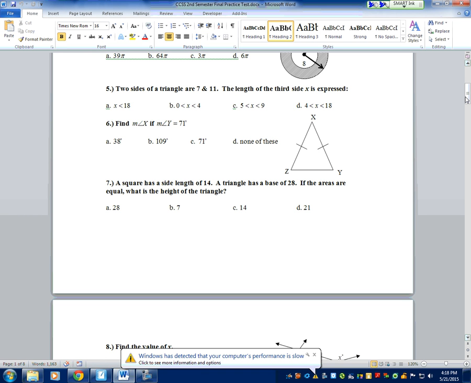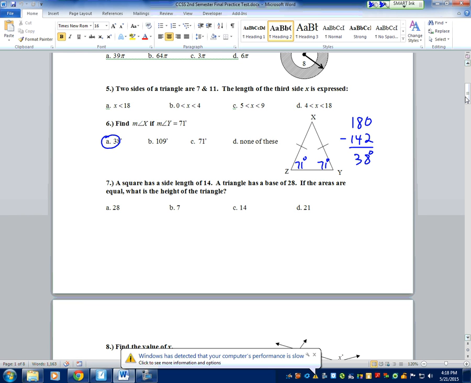Number 6 says find the measure of angle x if the measure of angle y equals 71. So if the measure of angle y is 71, then the measure of angle z is also 71 because we have an isosceles triangle, as you see by the markings. So these are each 71, so I just take 180 minus 142, which is the sum of the two 71-degree angles, and I end up with 38 degrees. Answer choice A.